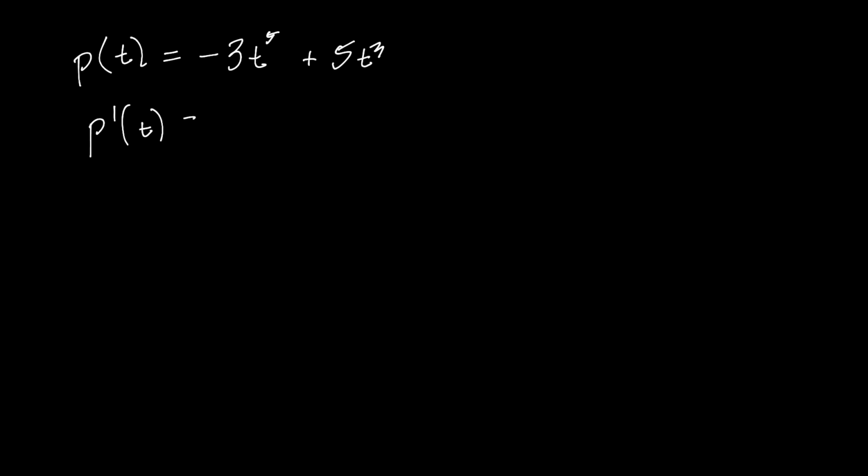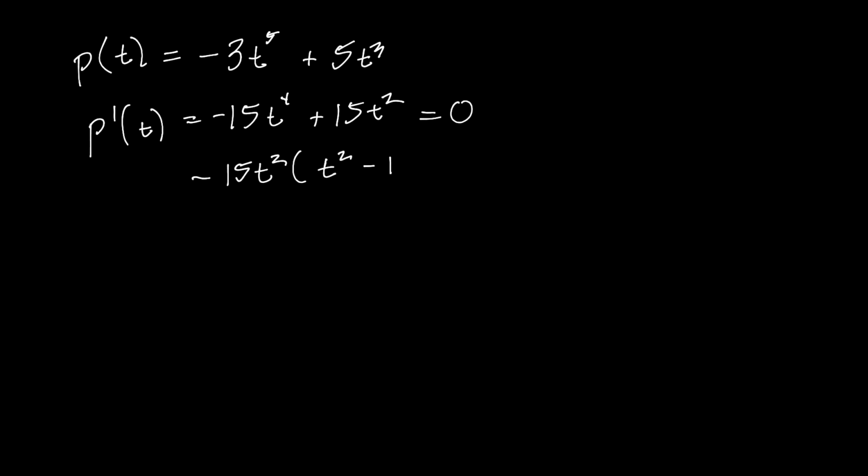So p prime of t is going to be negative 15t to the fourth plus 15t squared. In order to find the critical values, we would set this equal to 0 and solve for t. So I have a negative 15t squared, common to both of these terms. There's a 15t squared in here, and there's a 15t squared in here. So if I take that out, I end up with t squared, and if we take 15t squared out of there, negative 15t squared, that's just a minus 1.